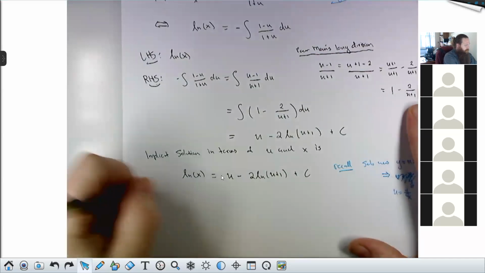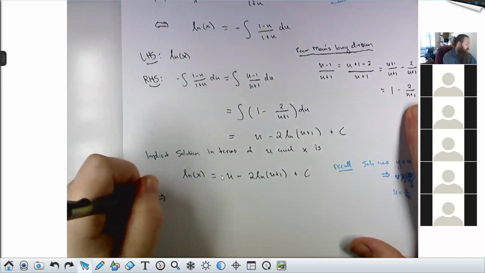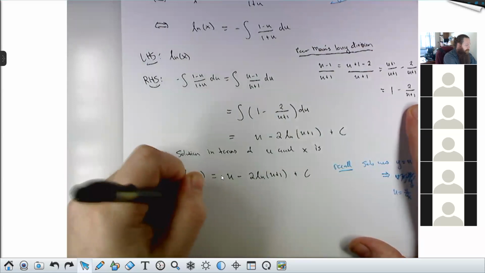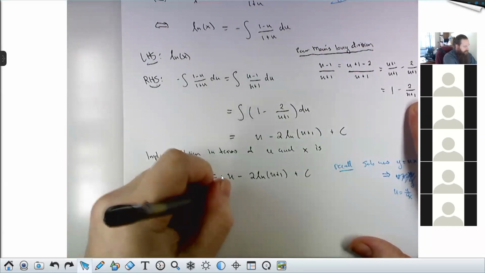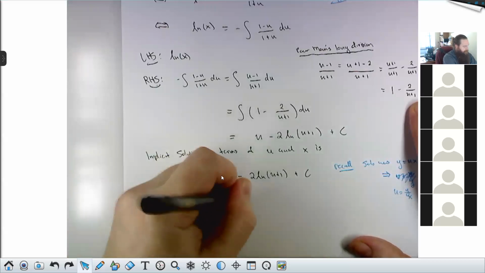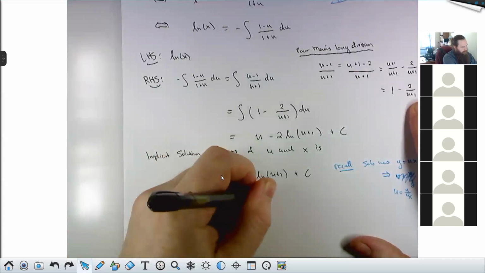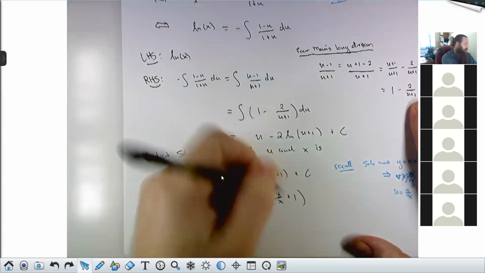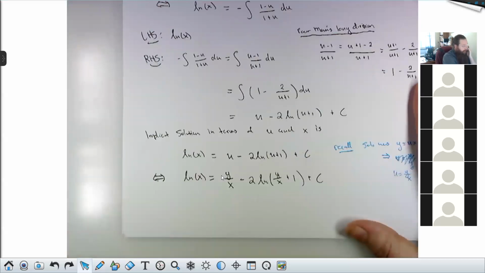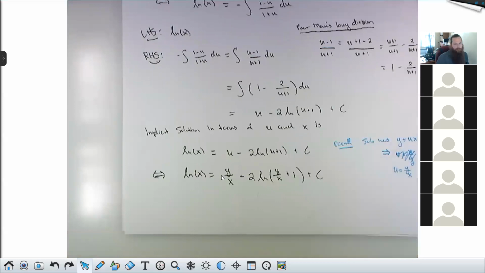If you can, you solve for an explicit solution. Since we are so short on time, I'm not going to bother with the algebra there. You can do it. So this u is equal to y over x, and you've got minus 2 times the natural log of y over x plus 1 plus c. Now, can you solve this for y? No, you can't. So it's not even worth it. This is your solution. You're done.